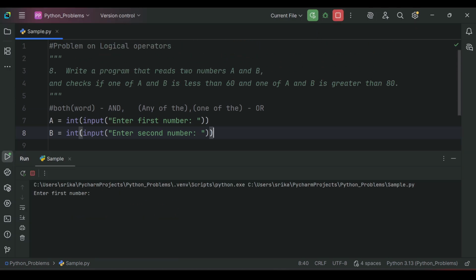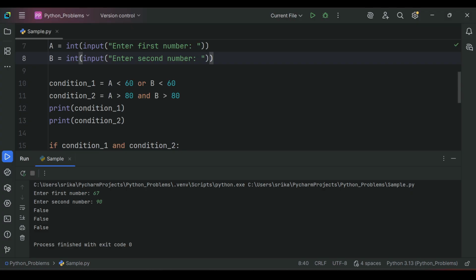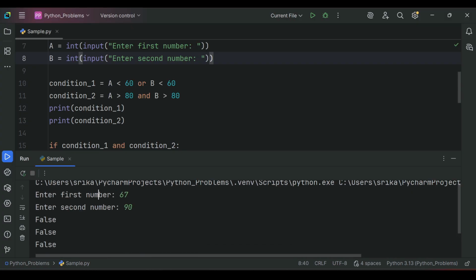Here I am giving 67 and 90. Now see, how much did I give for A? A is equal to 67. Here 67 given means this is the false condition. This is false and this is also false, so the output should be false. Here also 90 is given. This is also false and this is also false.